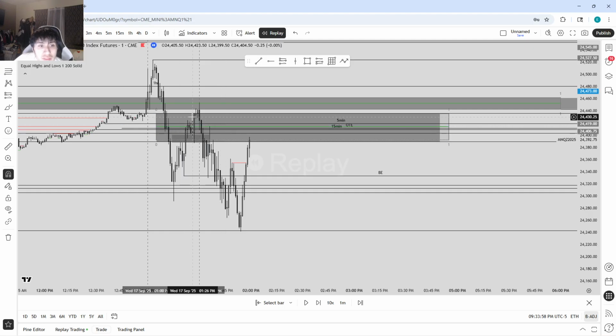The reason I took this trade was just a continuation lower. I saw this 1 minute, but the highest time frame was this 3 minute, and I was just gonna be sure and be precise with it.